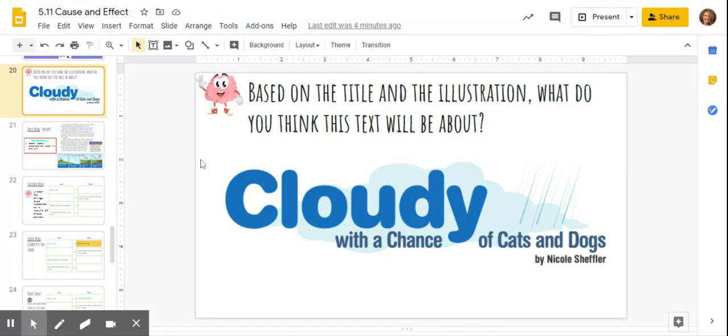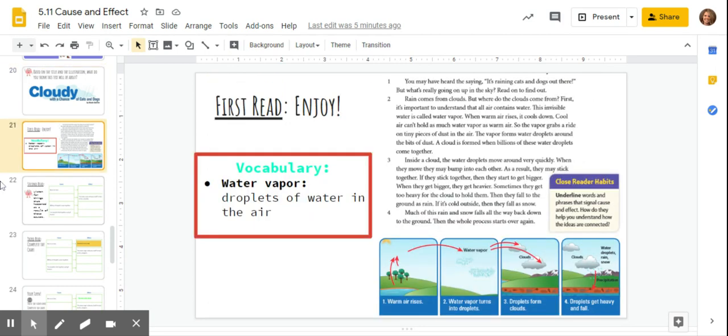Before we find out what this text is about, let's take a look at the vocabulary that you'll need to know in order to enjoy our story today. Our vocabulary today is water vapor. You may remember this from science. Water vapor is little droplets of water in the air, right? You can't necessarily see those water droplets, but they are in the air. We are going to be reading about that water vapor today.